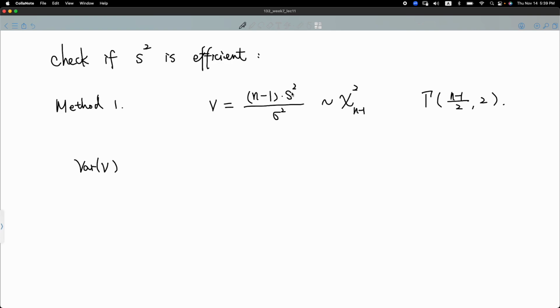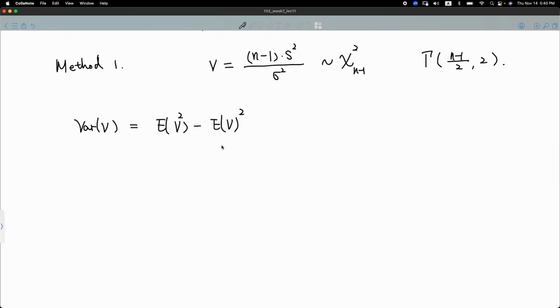And the variance of V is the expected value of V squared minus the square of the expected value of V. And for these two terms, they can be easily calculated because we know that it follows a gamma distribution. From our previous derivation, we know the expected value of V raised to the power of 2, which is the second moment. You can either use the formula for the gamma distribution, which is related to x raised to the power of k, or you can use the moment function to calculate the second moment.